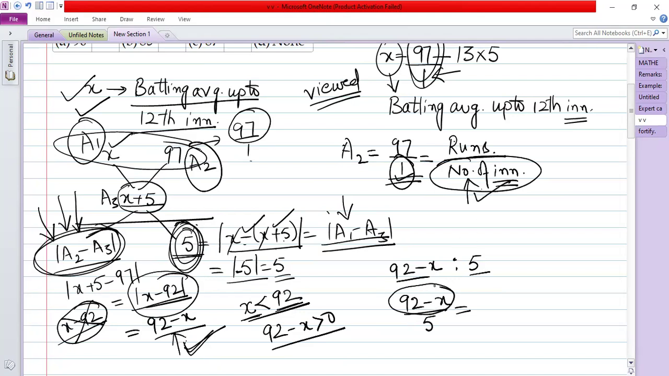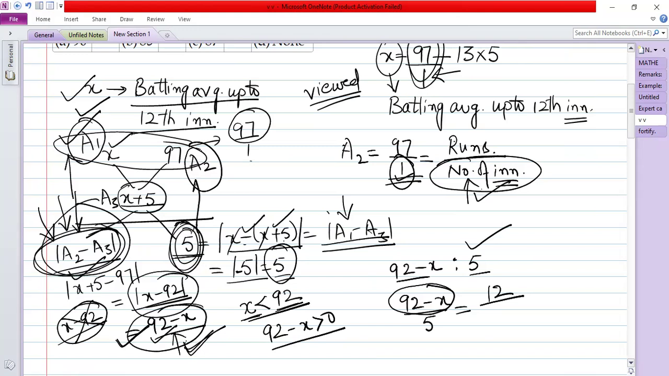So this 92 minus x, which one can see is a2 minus a3, is the number of innings, sorry, not wickets, the number of innings which are associated with a1, this side. Up to a1, how many innings were played? 12. And what is this 5? This is the number of innings which are associated with A2, 97. Obviously, how many innings are played here? It is only one, one inning played.